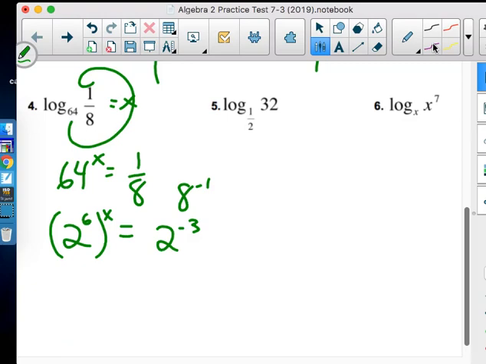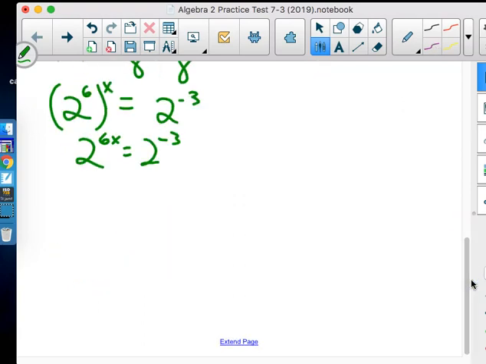Then what did we do? This was called equating the bases. Yeah, we could just multiply these together and be done with the 2's. So that will give us 6x equals negative 3. Divide by 6. And we get negative 1/2. So that's the equating the bases way that we would do this.